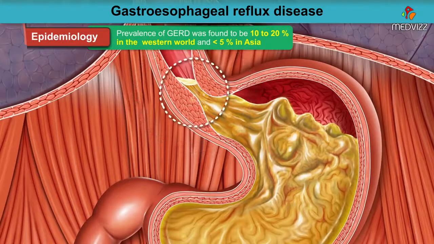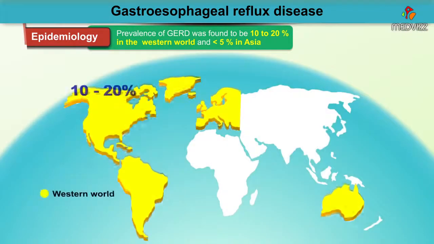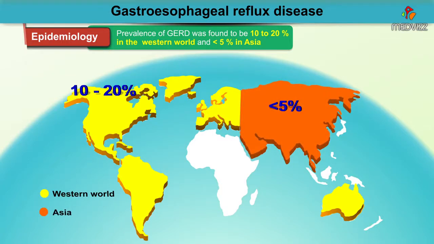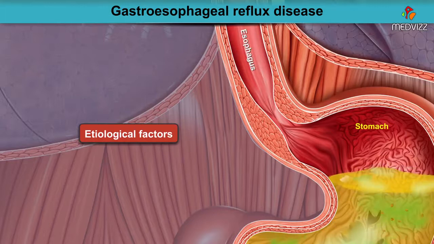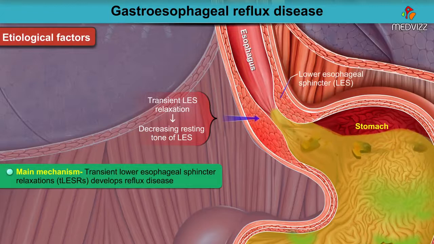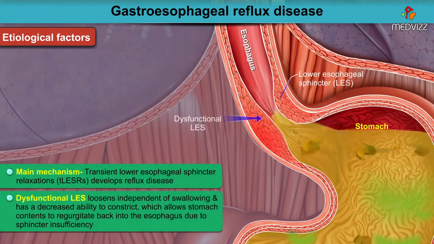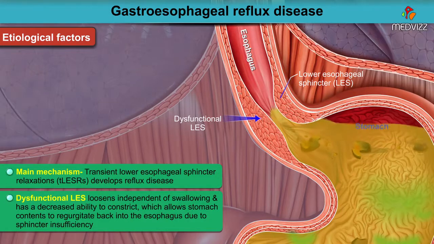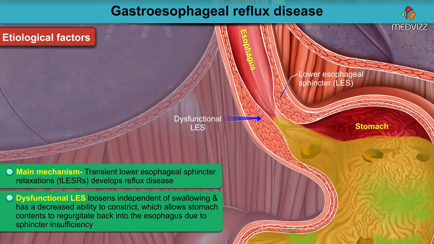The prevalence of GERD was found to be about 10 to 20% in the Western world and less than 5% in Asia. So what are the etiological factors responsible for GERD? Transient lower esophageal sphincter relaxations is the main mechanism behind the development of reflux disease. The dysfunctional LES loosens independent of swallowing and has a decreased ability to constrict, which allows stomach contents to regurgitate back into the esophagus due to sphincter insufficiency.